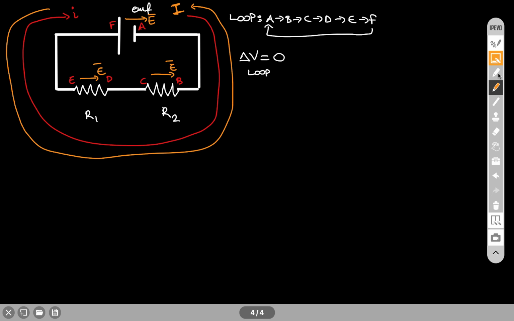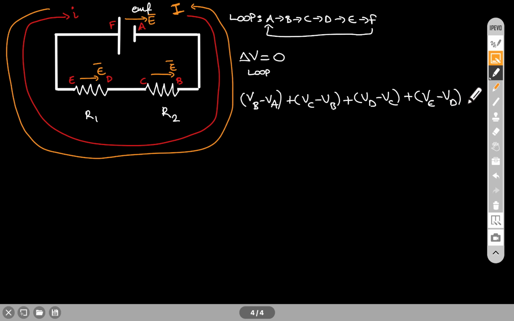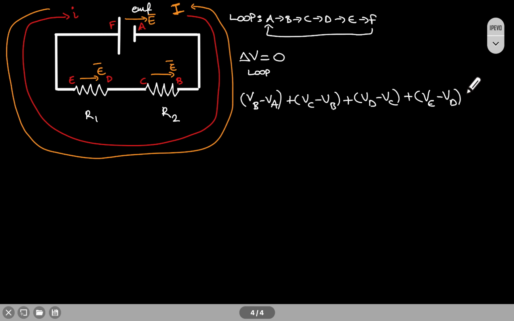All right. So delta V around the loop is 0. As I said, I go from A to B. So VB minus VA plus VC minus VB plus VD minus VC plus VE minus VD plus VF minus VE. And I have one more term, plus what is left. From F I go to A, and that should be 0.